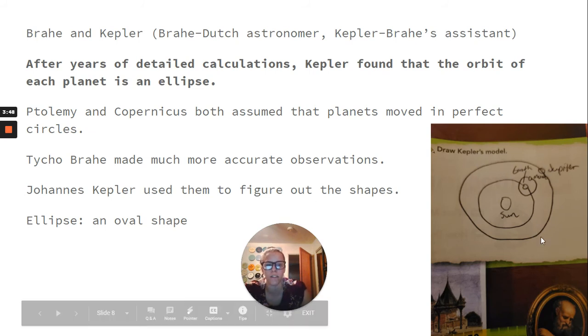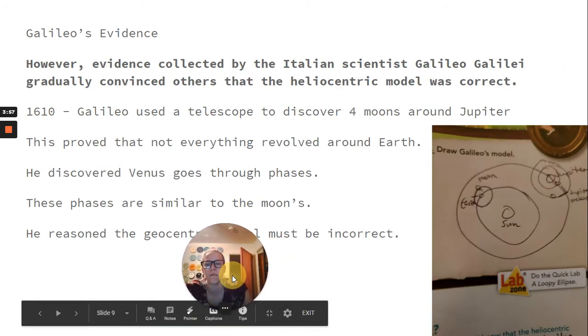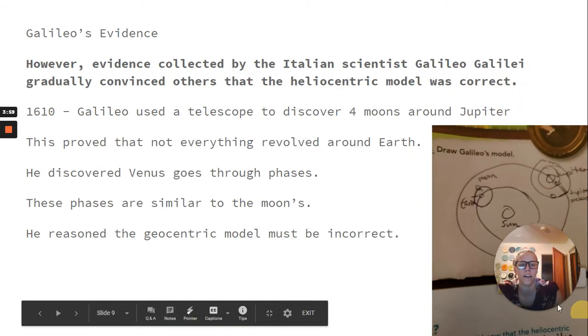Okay, so those are my best drawings of an oval. We have the sun again, Earth, and Jupiter. And those are an oval or ellipses. Next we have Galileo. And there's not really a good spot for me to put my bubble.